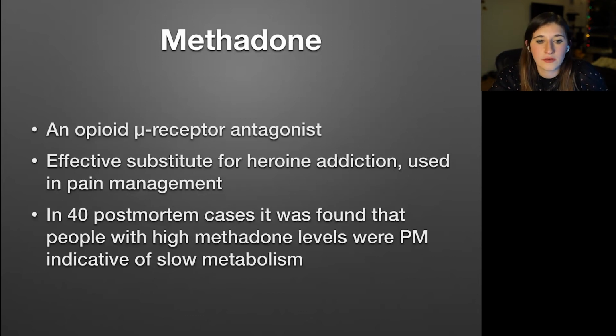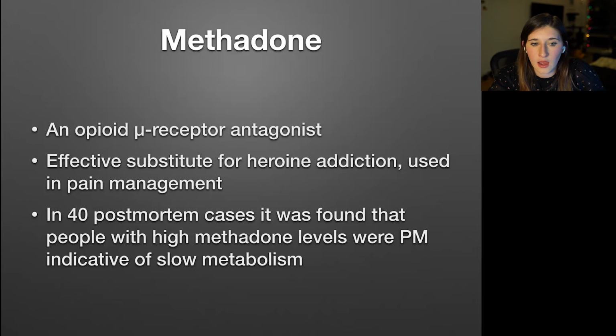Next, we have methadone. Methadone is an opioid mu receptor agonist. It is an effective substitute for heroin, and it's used in pain management. So it's a multi-purpose drug. With heroin, it helps to curb cravings and not send people into withdrawal, but it doesn't give them as much of a high as heroin does. And then it's also an effective form of pain management.